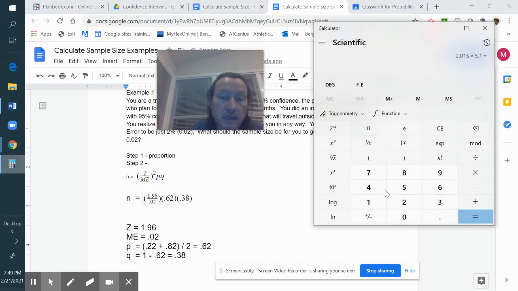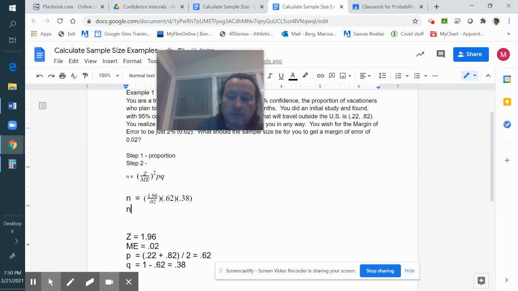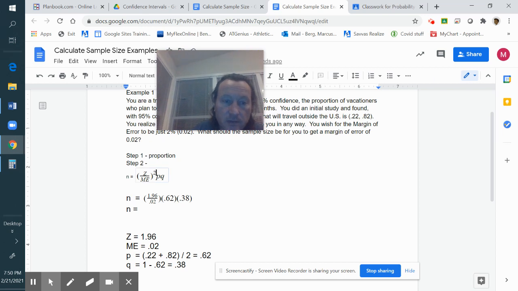I'll go to my handy dandy calculator. Now that I have everything here, and I want everybody to show me this every time you do this, I want to see what you're doing. And there is one little caveat we want to talk about once we do our calculation. For me to get a 2% margin of error, I'm going to do 1.96. Oh, you know what? We forgot about this part. Square that, whatever that is.